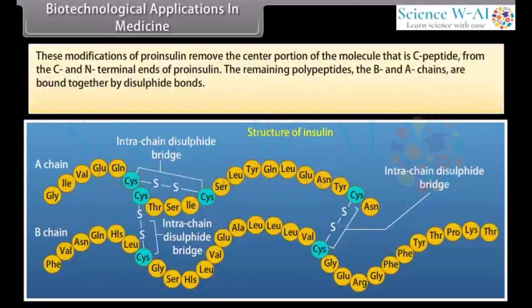These modifications of proinsulin remove the center portion of the molecule, that is the C-peptide, from the C and N-terminal ends of proinsulin. The remaining polypeptides, the B and A chains, are bound together by disulfide bonds. The C-peptide is not present in the mature insulin.